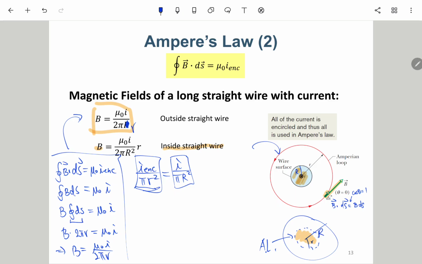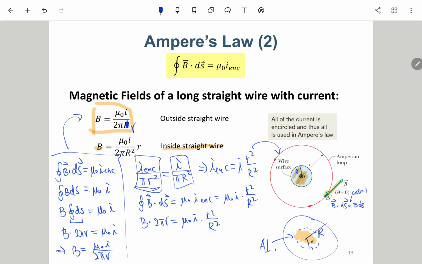They should be equal to each other because we assume the current density is uniform over the cross section. So in such a way, we have I enclosed equals I times r squared over capital R squared. So the integration of B dot ds equals mu 0 I enclosed, which is mu 0 I times r squared over capital R squared. The left hand side is similar to the previous case, so we have B times 2 pi r equals mu 0 I times r squared over capital R squared. So r and r squared can be cancelled, and we have B equals mu 0 I r over 2 pi capital R squared.